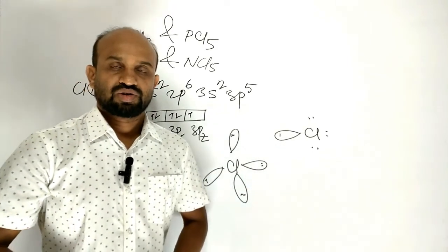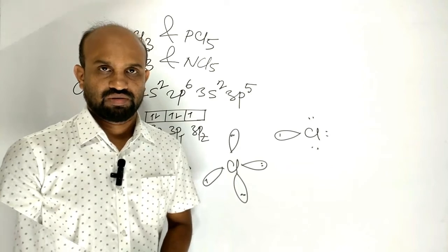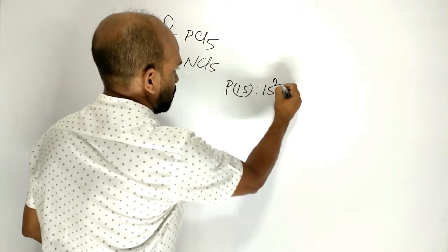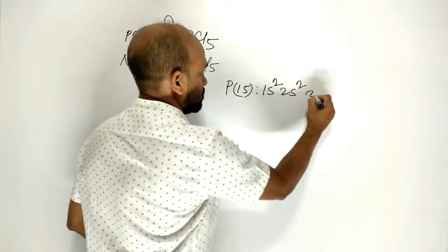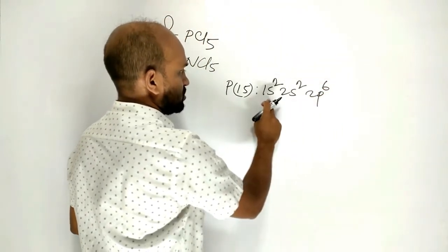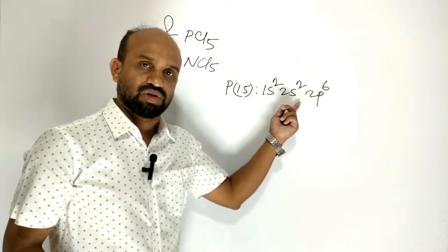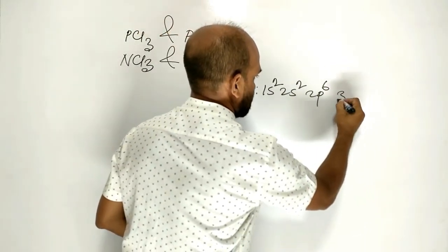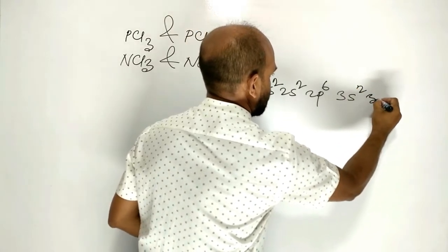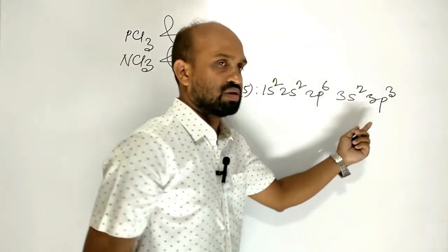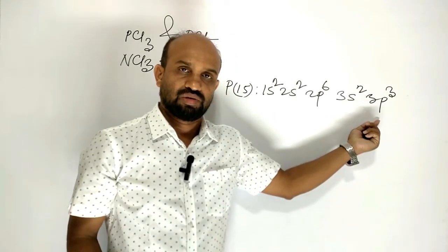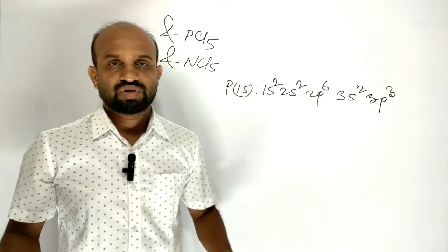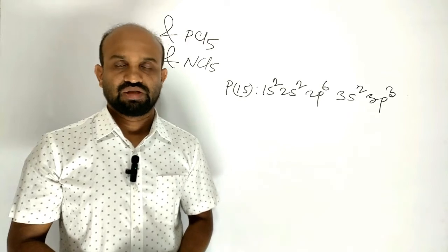Now let's see electronic configuration of phosphorus. Phosphorus, 15. Electronic configuration is 1s2, 2s2, 2p6. 10 electrons have been distributed. Now, electrons will enter the third energy level: 3s2 and 3p3. Total 15 electrons. As phosphorus is the element of third period, phosphorus has 3 sublevels in the outermost shell.